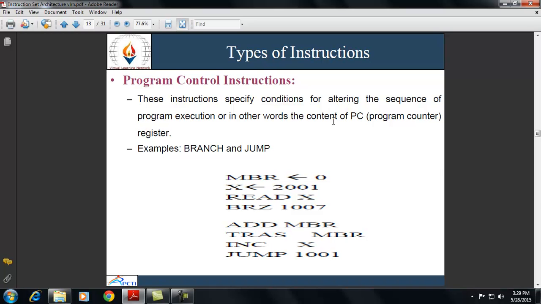Next is program control instructions. These instructions specify the conditions for altering the sequence of program execution. Generally, the program counter points to the memory location that holds the next instruction to be executed. The change in the value of the program counter as a result of execution of a control instruction like branch or jump can cause a break in the sequential execution of instructions. Some of the program control instructions are branch and jump, skip, and call and return. These are the examples of program control instructions.